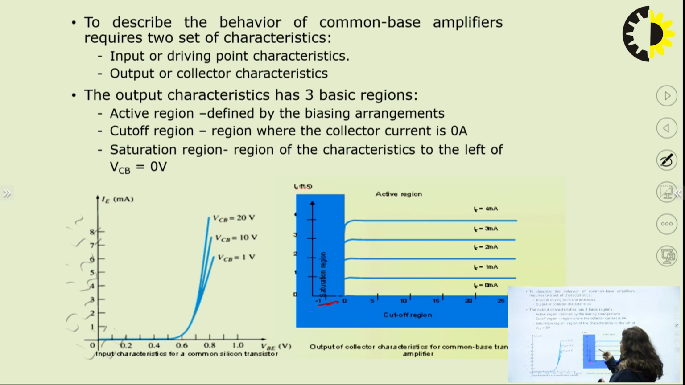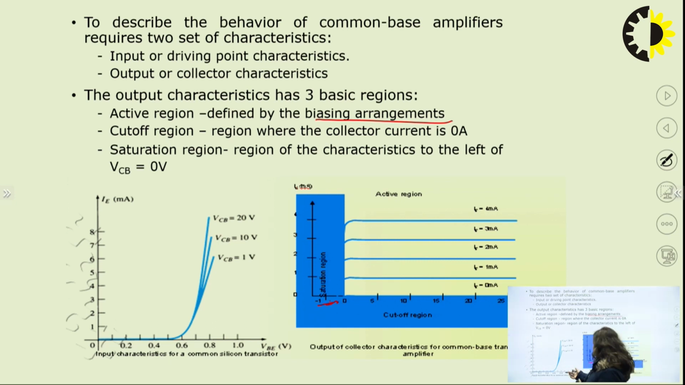The active region is defined by the biasing arrangement. Whatever the forward biasing is, that portion is basically the active region. The cutoff region is the region where the collector current is 0 ampere. So the cutoff region is where there is no current flowing in the collector circuit, and the saturation region is the region of the characteristic to the left, that is at VCB equal to 0 volt.